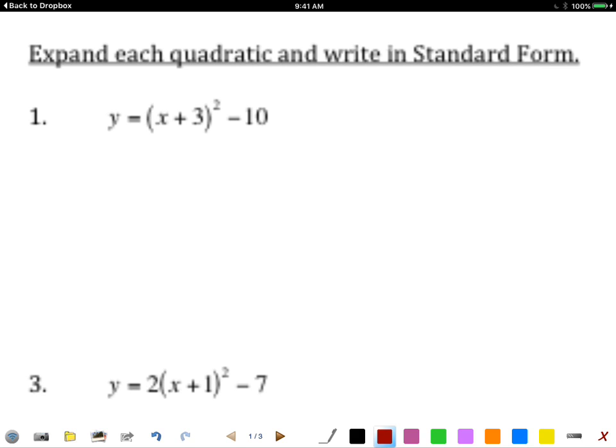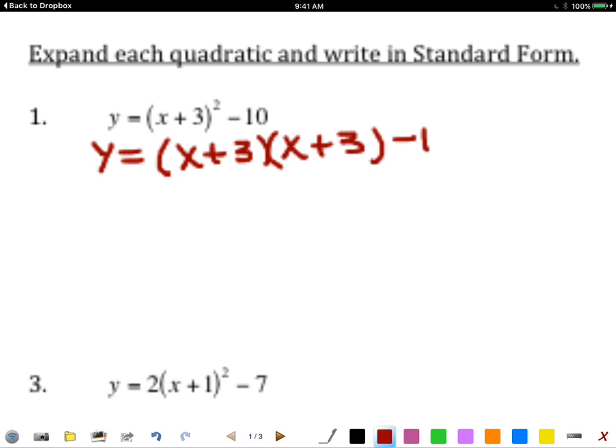If we wanted to convert it to standard form, what we would do is write out x plus 3, the quantity squared. That means x plus 3 times x plus 3. So we would write x plus 3 times x plus 3. And then we still have the -10. Okay, so that's a binomial times another binomial that you would need to multiply together. And so we're going to use the distributive property to take care of that.